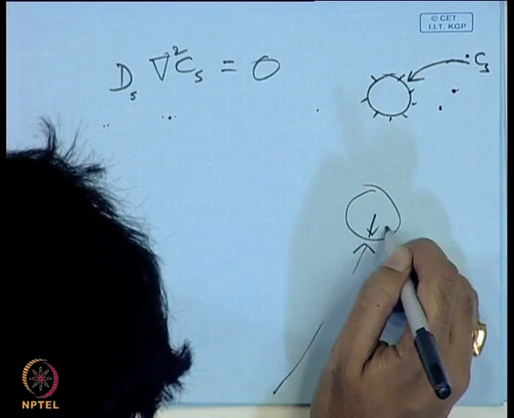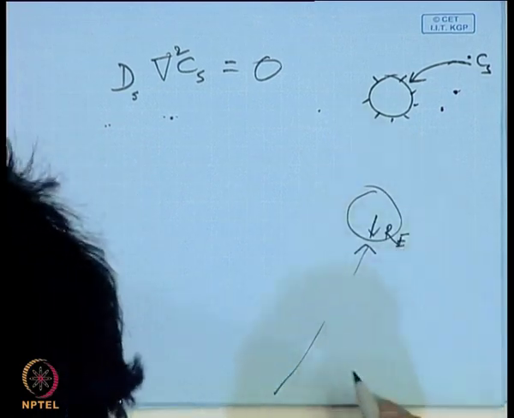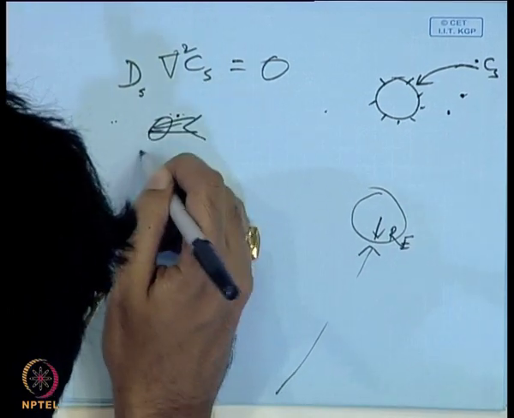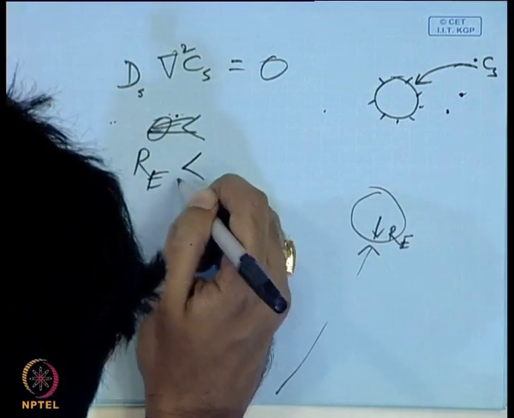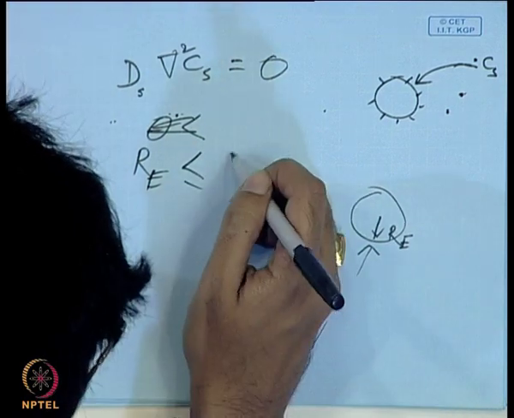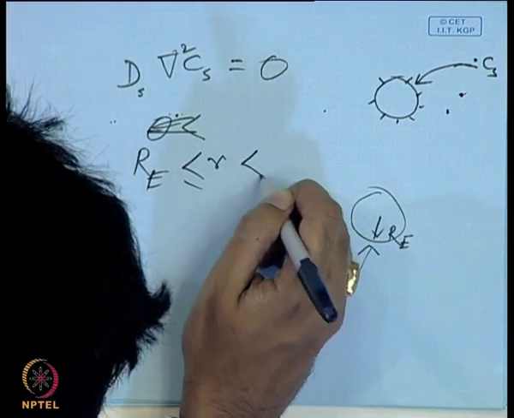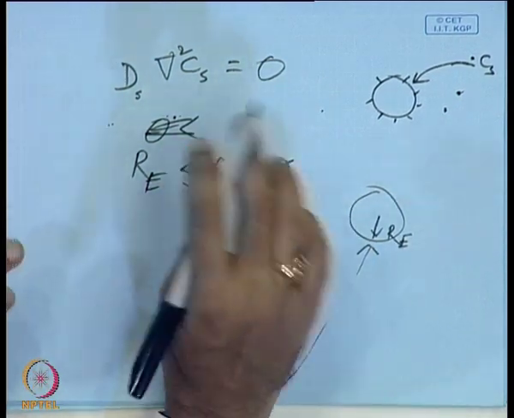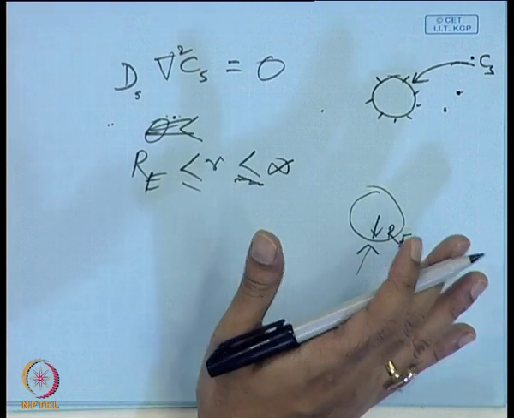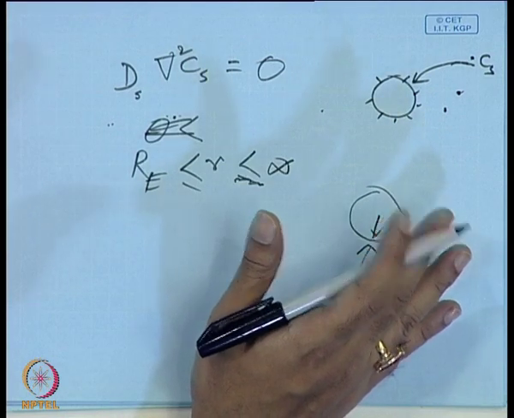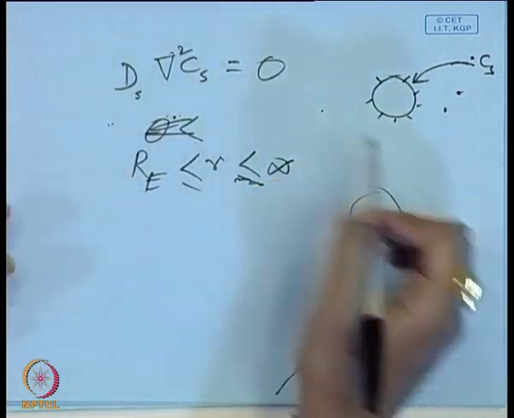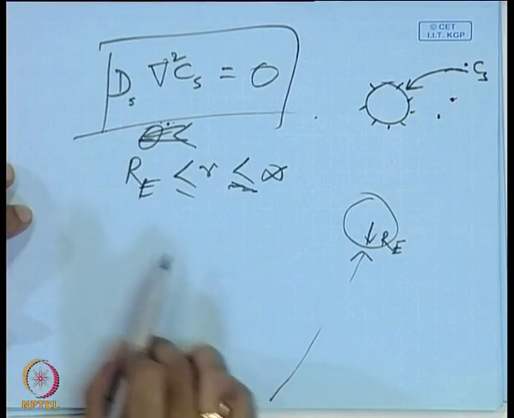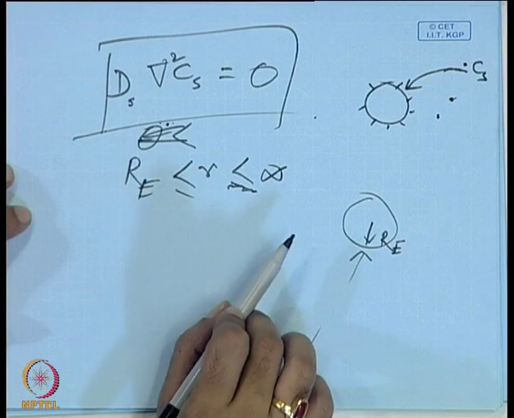So my surface is Re, okay, and my domain of interest is Re less than or equal to r less than infinity. So it's approaching from anywhere in the solution to the surface. That is my domain of interest. So in this domain of interest, there is no reaction happening.